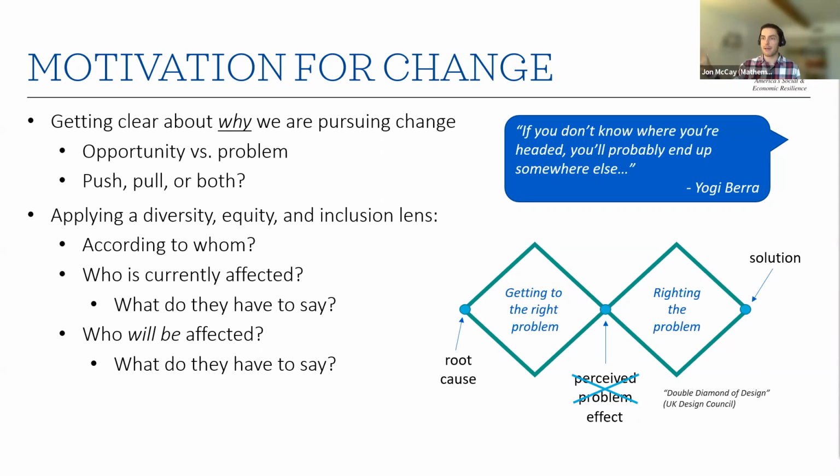And so this double diamond of design is really key to the mindset here, that we always do a little bit of pausing, reflecting, and clarifying on what we understand or think we understand the problem to be before we try to solve for it.